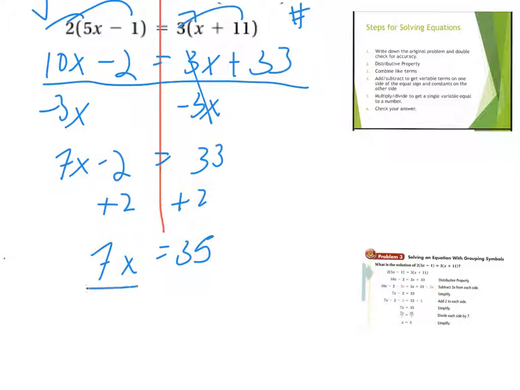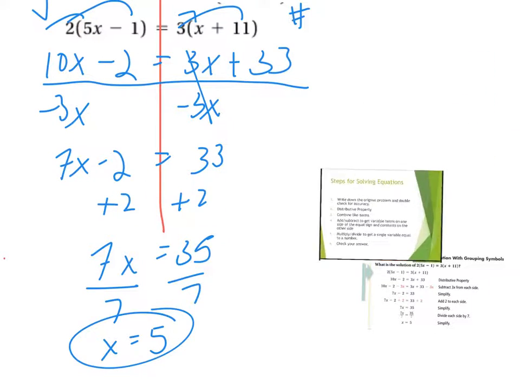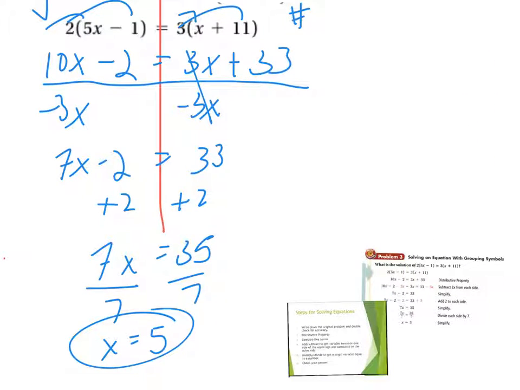Ready to divide off that 7. Divide off that 7. And x is a positive 5. And again, the check, right? Going to go back and do that here real quick. Let me get this out of the way here. I'm going to plug that 5 back into the original, everywhere I see an x.